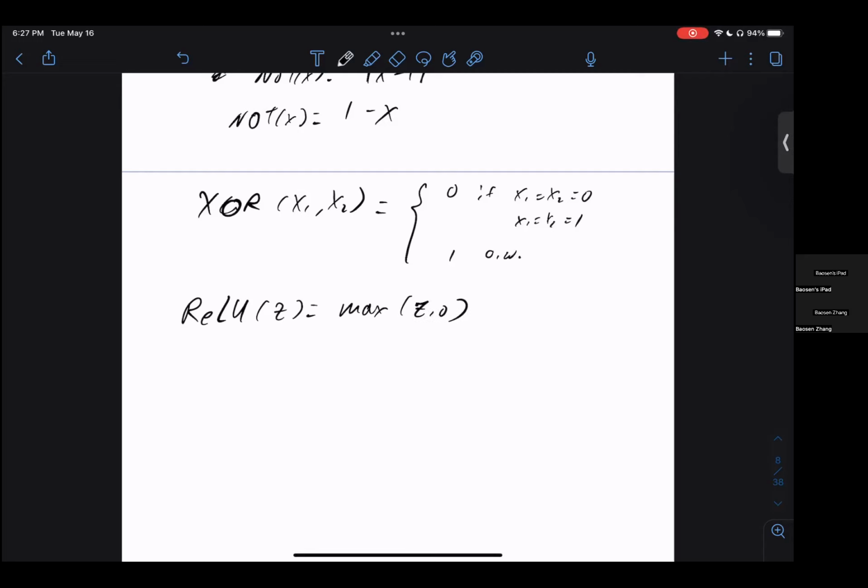Okay. So if you're an electrical engineer, this is just a dial. Right? This is just a dial. If the input is less than 0, it's 0. If it's more than 0, it just takes this function. Okay. So this is this equation.